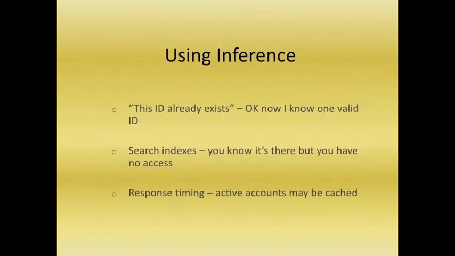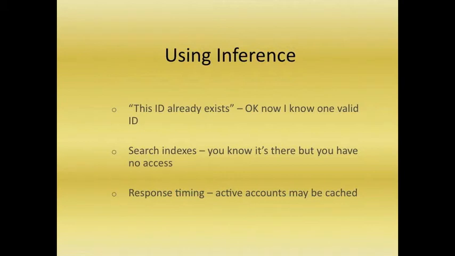Using inference. Many error messages provide insights and allow you to make inferences. For example, in a case where the first thing you need is a valid account name, why not just attempt to create a new account and see what the application returns? Does it tell you that the ID that you wanted is already in use? This is valuable information. We're halfway there. Now we just need the password.